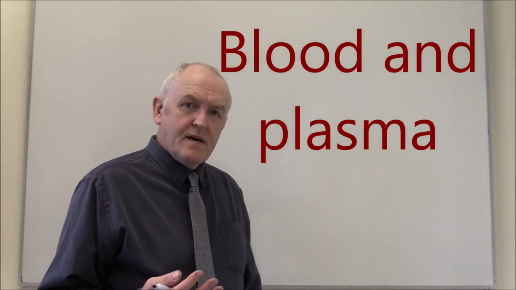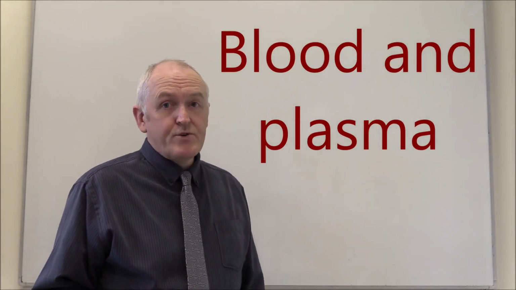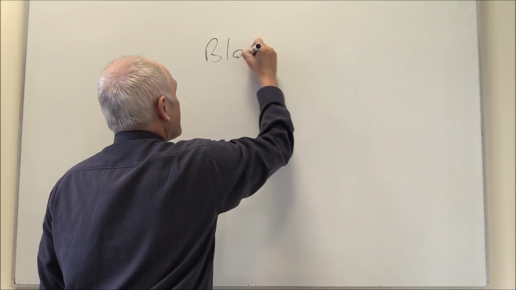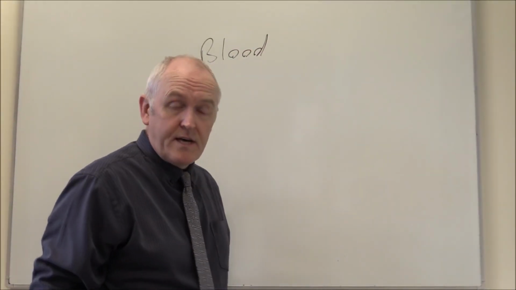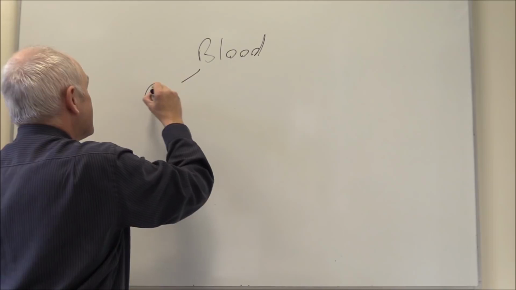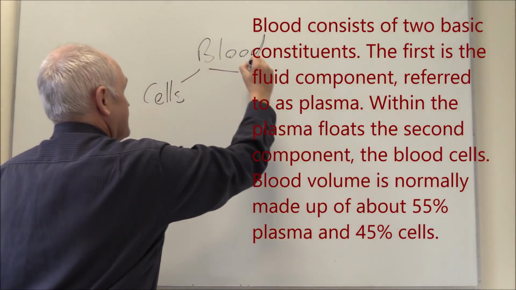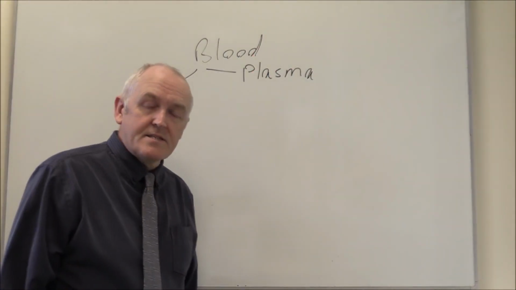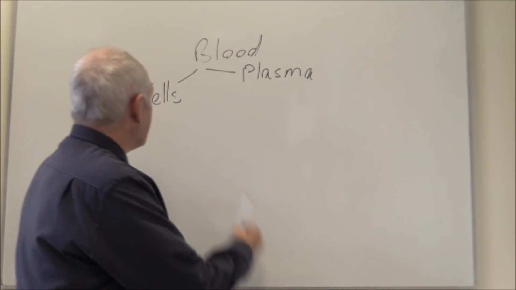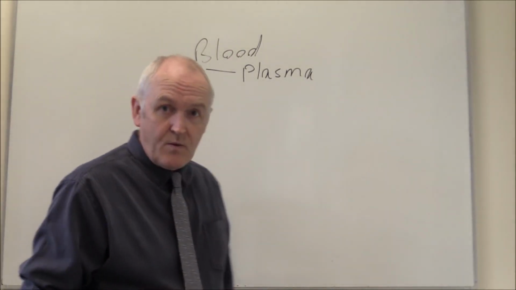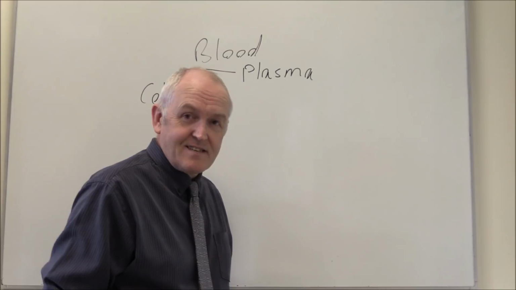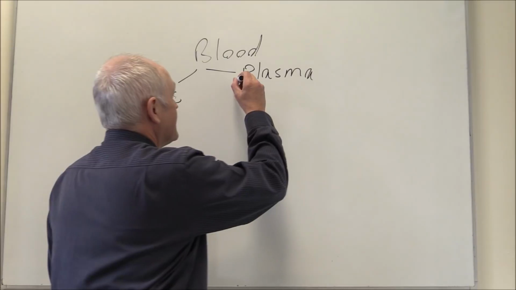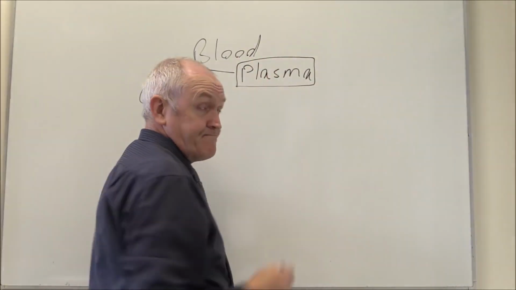We're going to look at blood, and in this video particularly we want to consider the plasma. So if we think about blood, as you know, in blood there are cells and there is plasma. So blood contains the cells and plasma. The cells are going to be the red cells and the white cells, the erythrocytes and the leukocytes. But today, on this video, we want to think about the plasma that it is floating in.